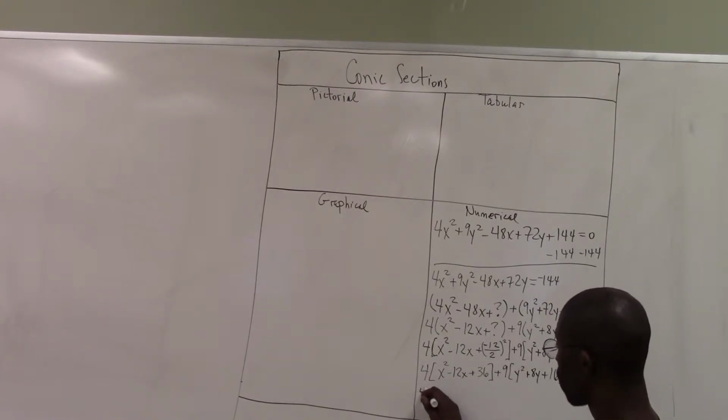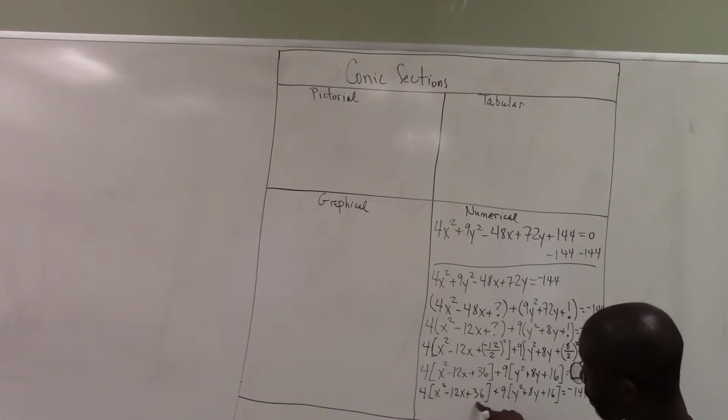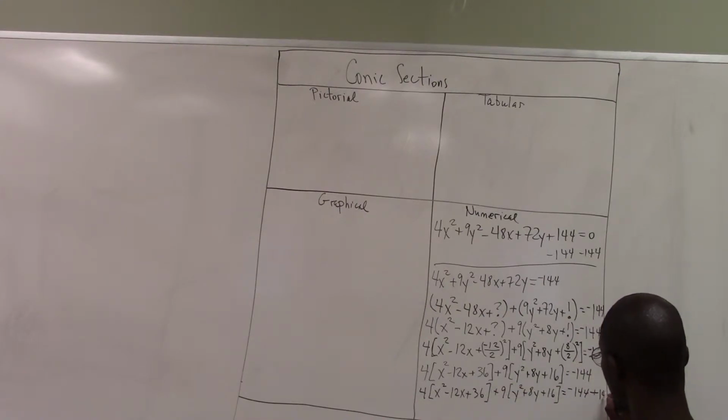I'm going to maintain my 4. The bracket here is still x squared minus 12x plus 36. Close my bracket, plus then my next polynomial, which is 9, then a bracket of y squared plus 8y plus 16. And now here's my negative 144, but now I need to add, and I'm going to add 4 times 36, which is actually 144. And then I'm going to add this other term, which is 9 times 16, which also just happens to be another 144. Now, my equation is balanced.